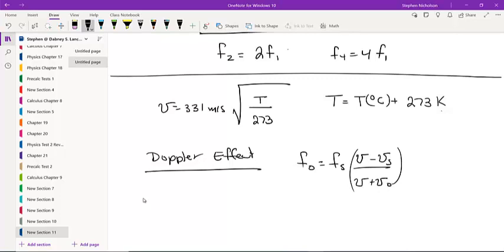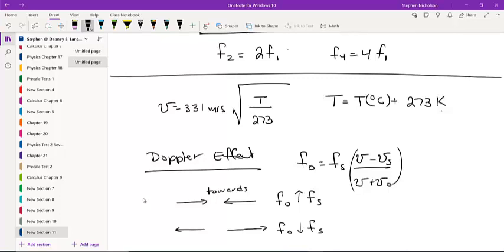And what I said in class was that if two objects are coming towards each other like this, then the frequency of the observer is greater than the frequency of the source. Whereas if they are going apart like this, then the frequency of the observer is lower than the frequency of the source. So you just have to choose the correct signs to make that happen.